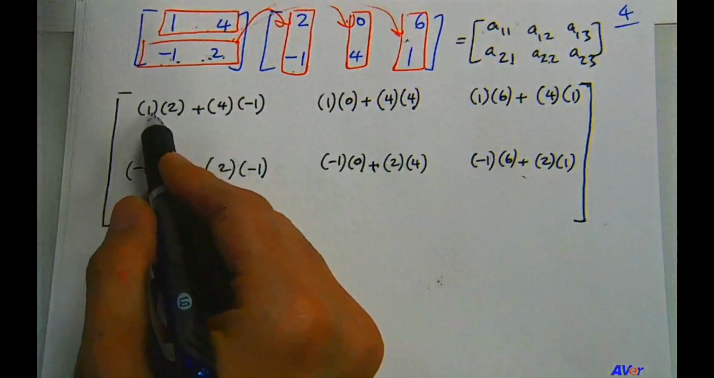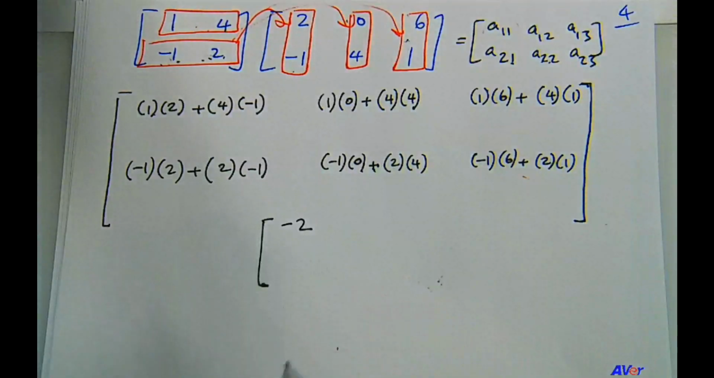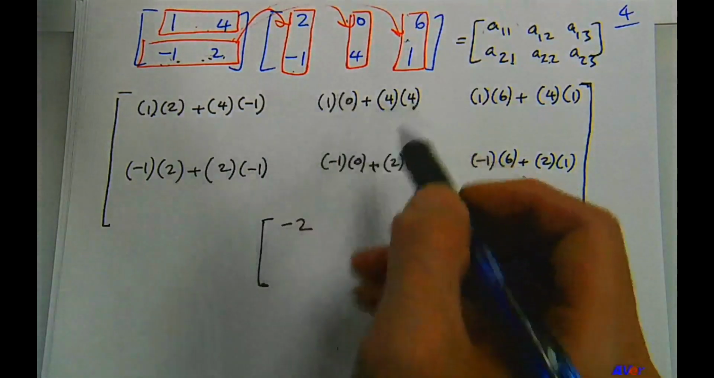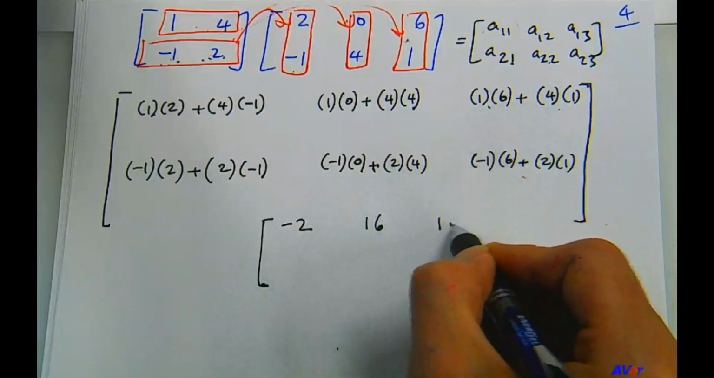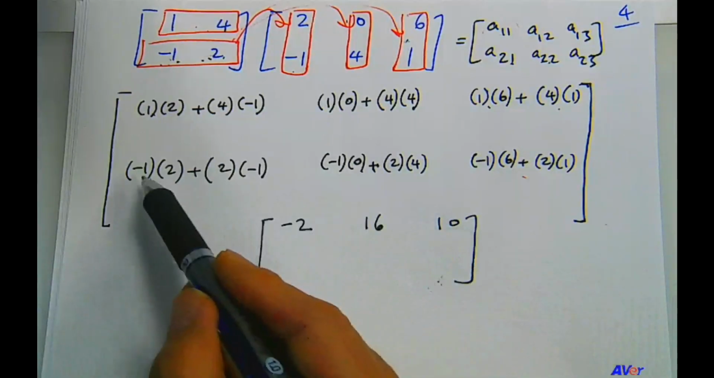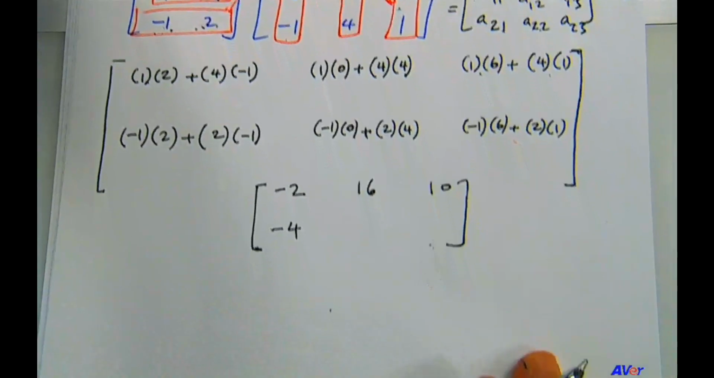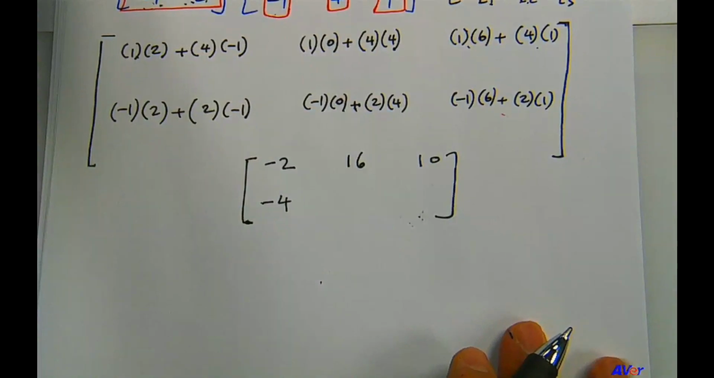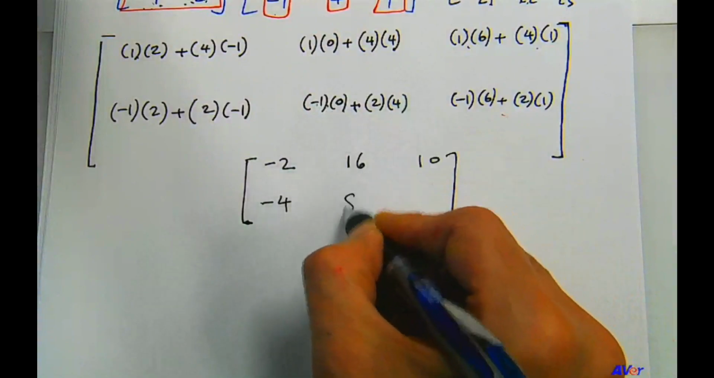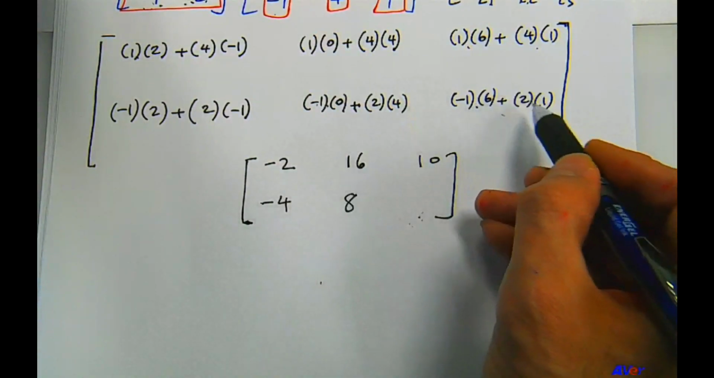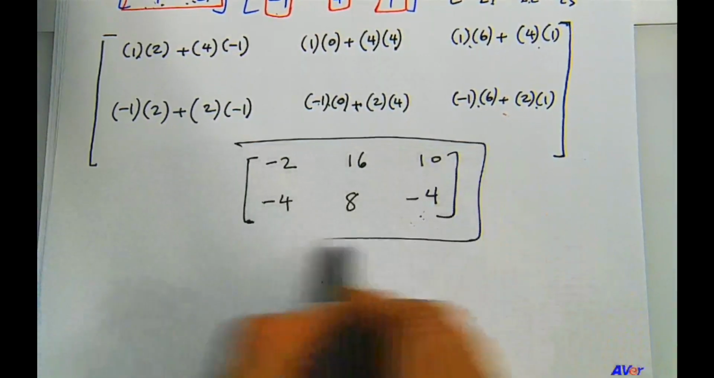So we have 2 minus 4, that's minus 2. And then we have 0 plus 4, that's 4. Then we have 6 plus 4, that's 10. We have negative 2, minus 2. Minus 2 plus minus 2, that's minus 4. We have 0, right? 0 times minus 1 is 0. Plus 2 times 4, that's 8. Minus 6 plus 2, that's minus 4. And we have the final result.